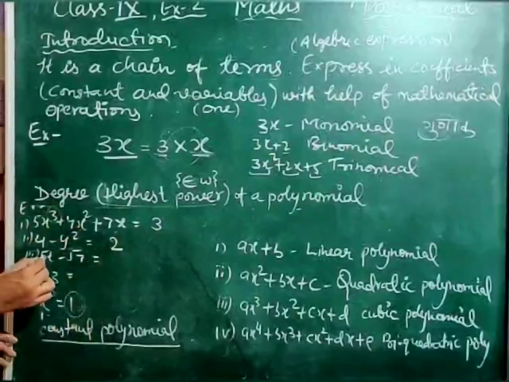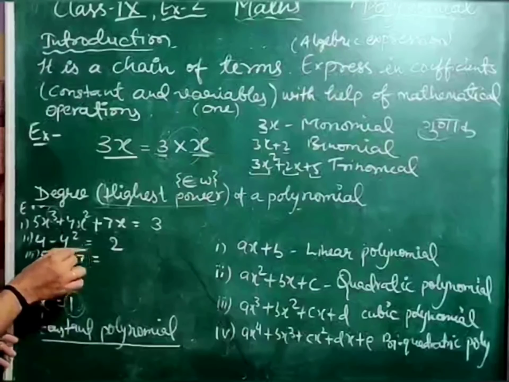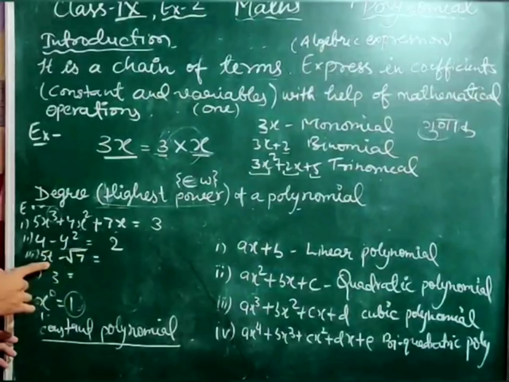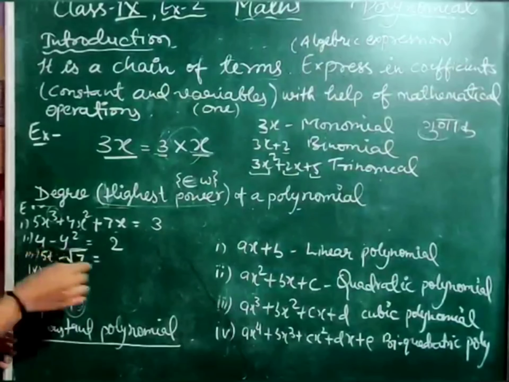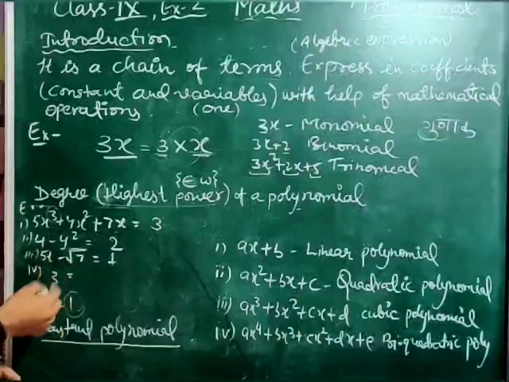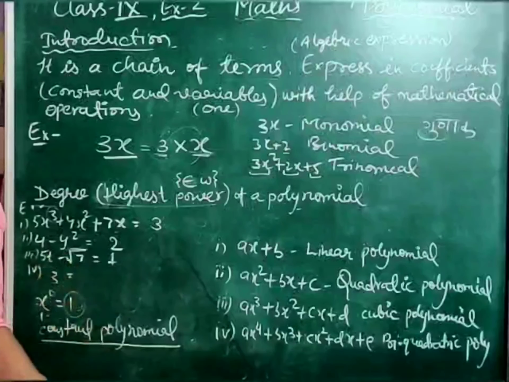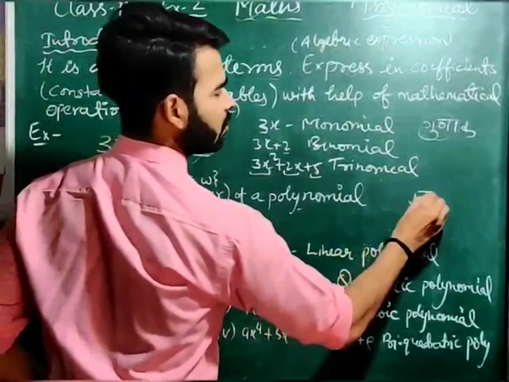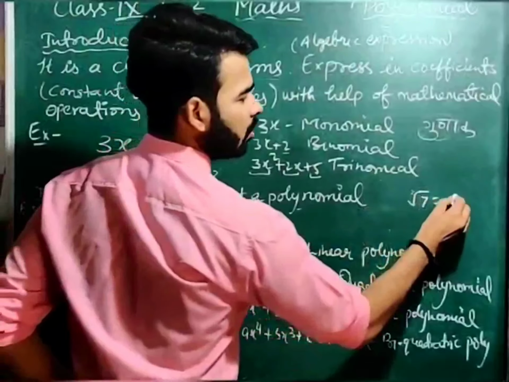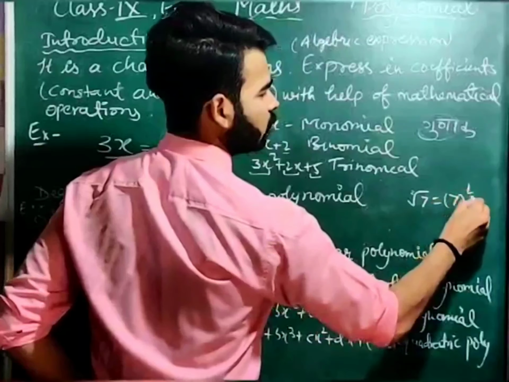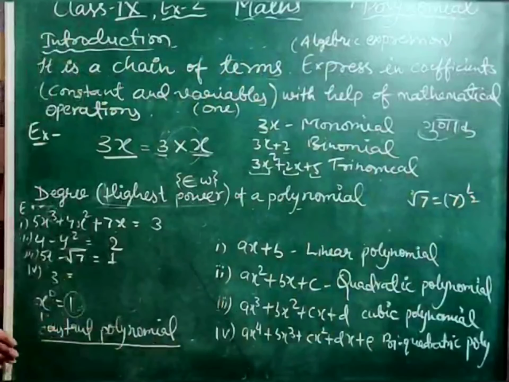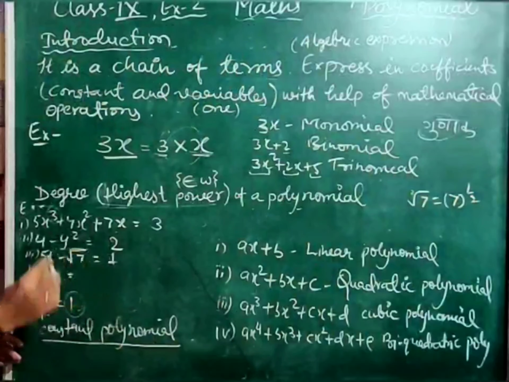Now again we are seeing 5t minus root 7. It is a polynomial in the variable t, where t to the power 1 is there, so it will be 1. And what is the power of root 7? You know that if a root is there, 2 will be there, so you will write 7 to the power 1 by 2. So the power is 1 by 2, as I told you in the last video. Next, here the degree is 1.